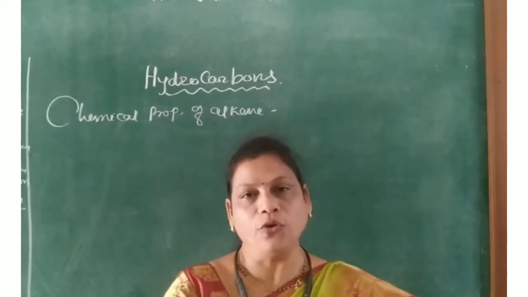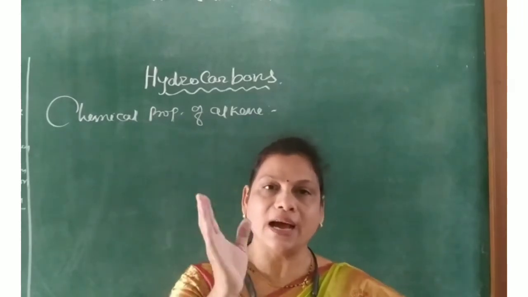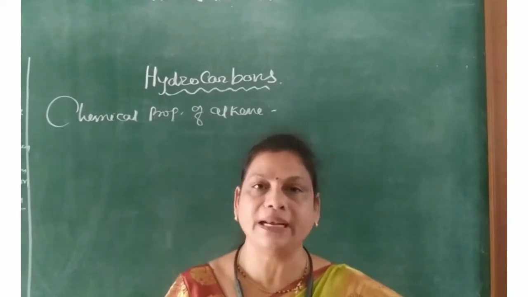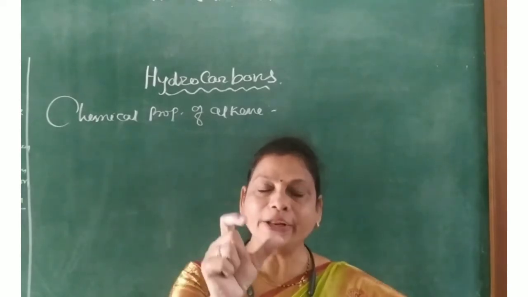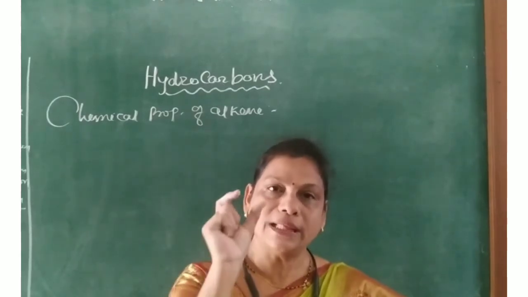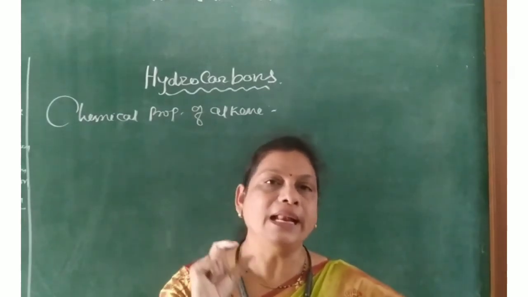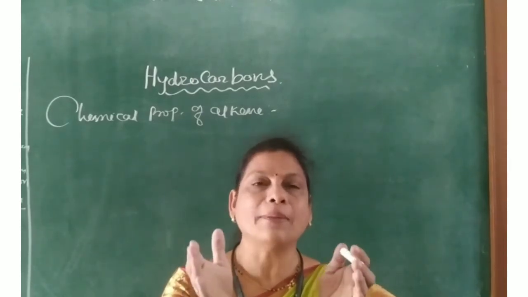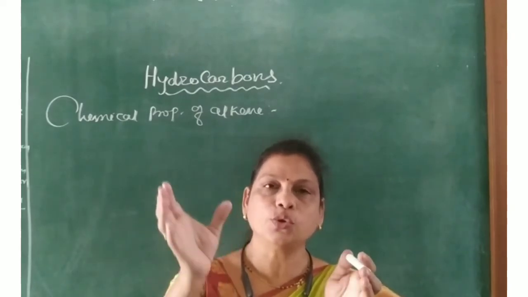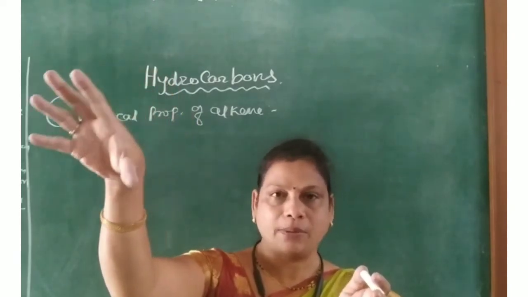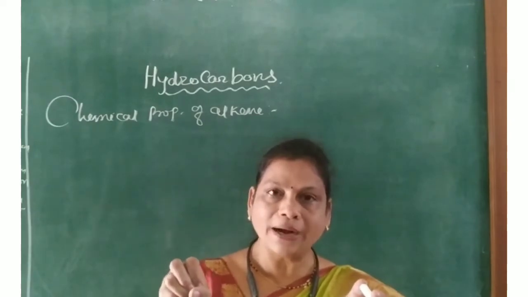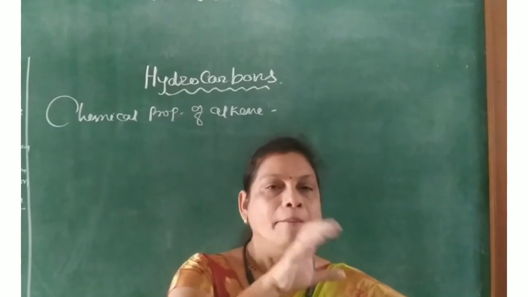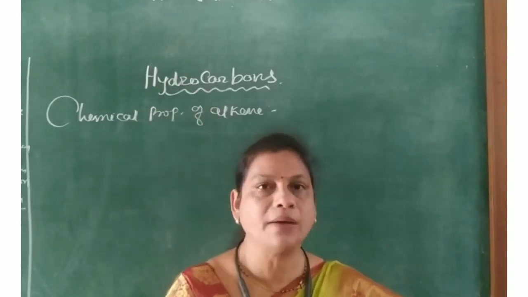So Markovnikov rule states that whenever an unsymmetrical alkene reacts with an unsymmetrical reagent, then the negative part of the reagent goes to that carbon atom which contains less number of hydrogen atoms. Okay, means what? Across the carbon-carbon double bond, H goes to that carbon which contains the maximum number of hydrogen atoms, and the negative part of the addendum goes to that carbon atom which contains less number of hydrogen atoms. Means rich becomes richer and poor becomes poorer.